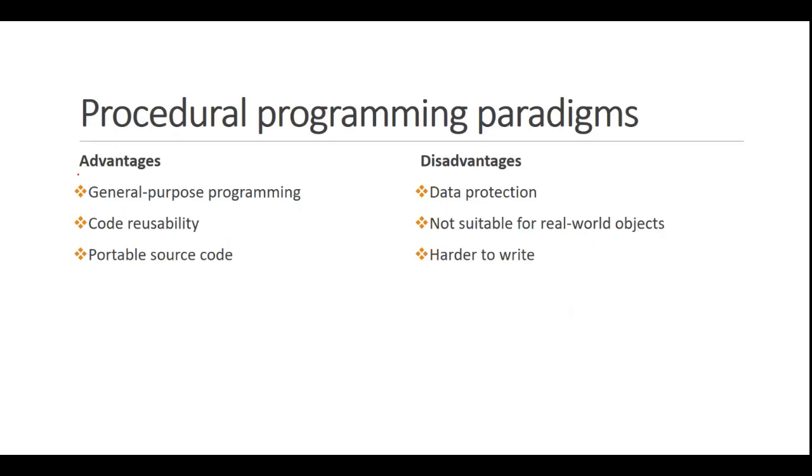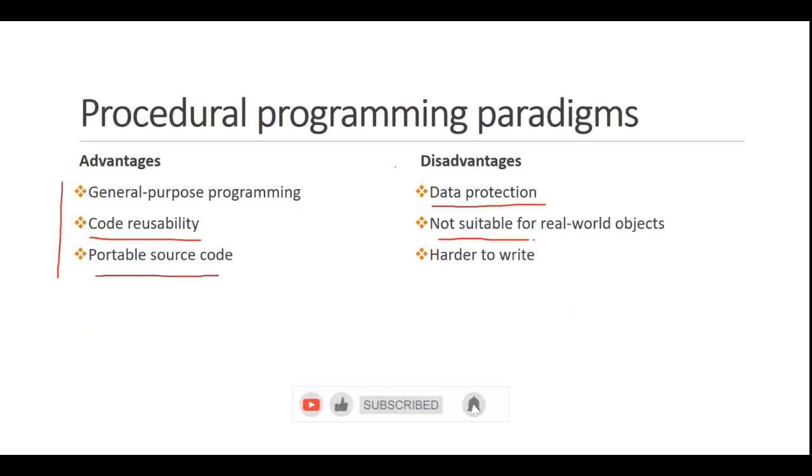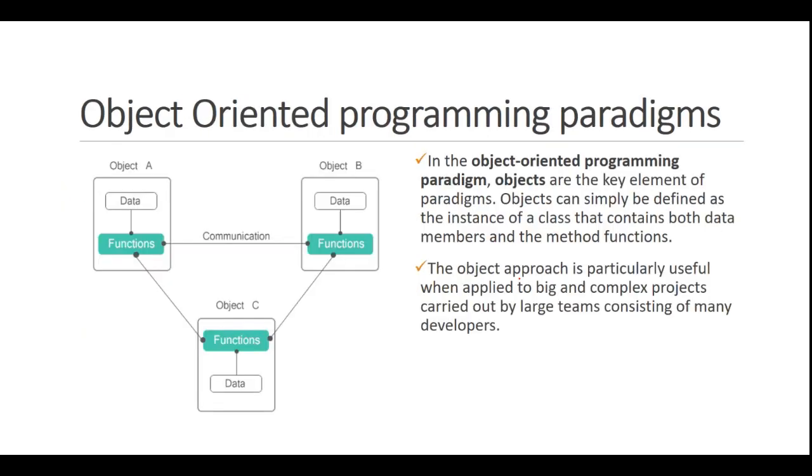There are some advantages and disadvantages of using procedural programming paradigms. Some important advantages are general purpose programming, code reusability, and portable source code. Some disadvantages are that problems can happen with data protection, it is not suitable for real-world objects, and sometimes it is harder to write, which is an important disadvantage of the procedural programming paradigm.